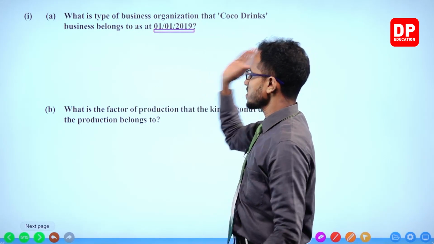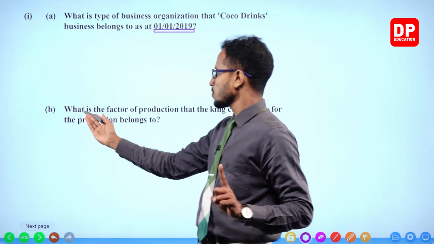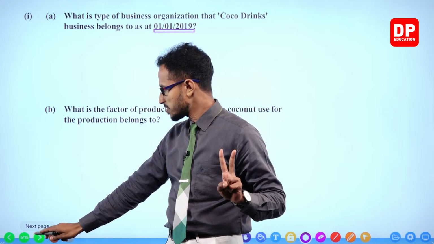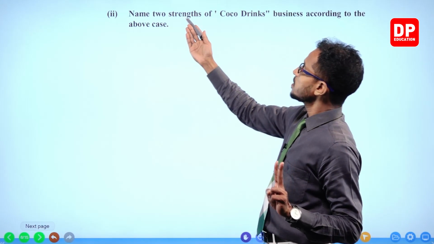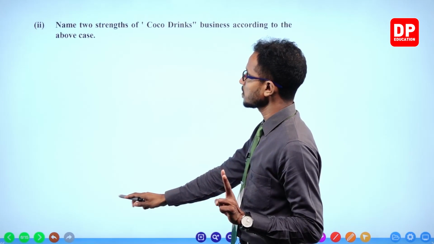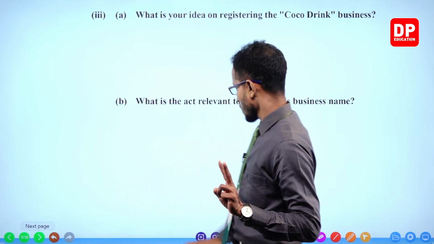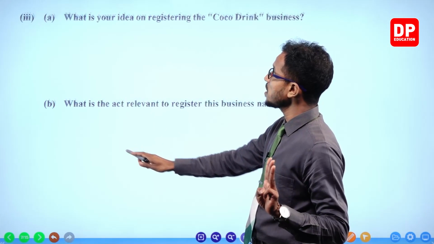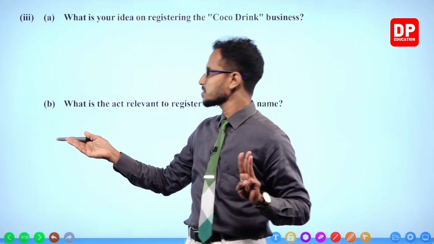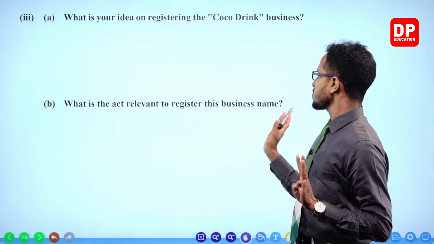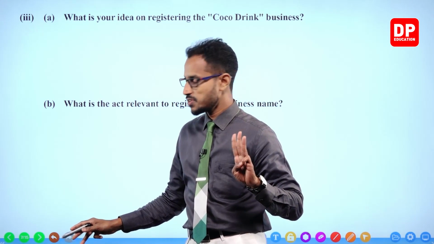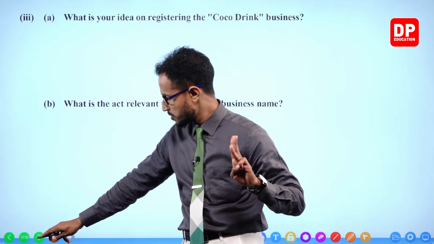What is the type of business organization? Right, okay. Next question. What is the factor of production of king coconut? Right, done. Second question. 2 strengths of cocoa drinks business. Nice. Third question. What is your idea on registering cocoa drinks business? Registration of business. What is the act relevant to registration of this business? That is also related to registration of a sole tradership. Right. Third question also done.